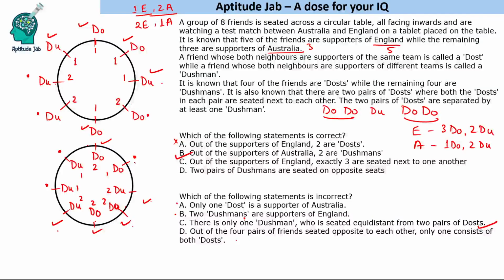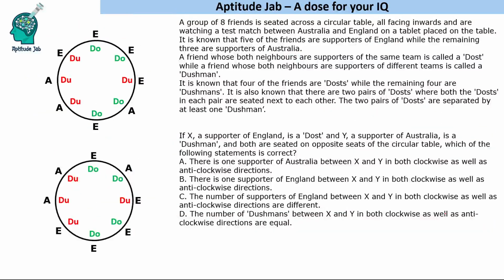Okay, the fourth statement says out of the four pairs of friends seated opposite to each other, only one consists of both dosts. Look, one is this, both dosts, only one pair of both dosts. So that is correct. If you see this also, both dosts, and only one pair of both dosts is formed. So that is correct. We have to find the incorrect statement. So this is incorrect. Okay, all right.